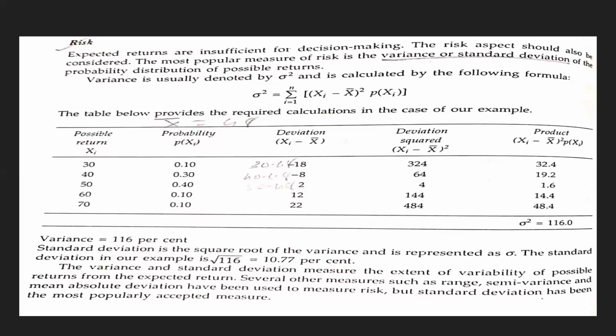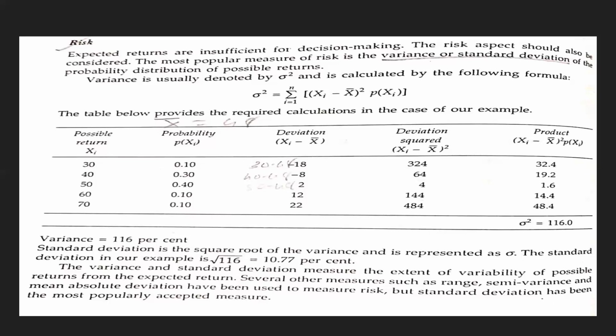Now you know there are some negative values in that. We need to eliminate the negative values, and the best way to do it is to square that value. So negative 18 into negative 18 will give you 324, which is a positive value. Minus 8 into minus 8 will give you 64. 2 into 2 gives 4. 12 square is 144. 22 square is 484. So you square the deviations.